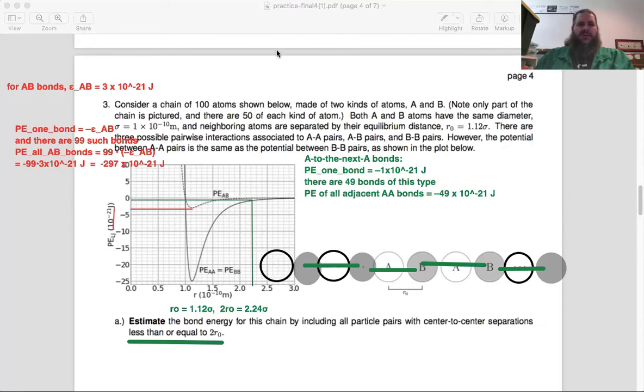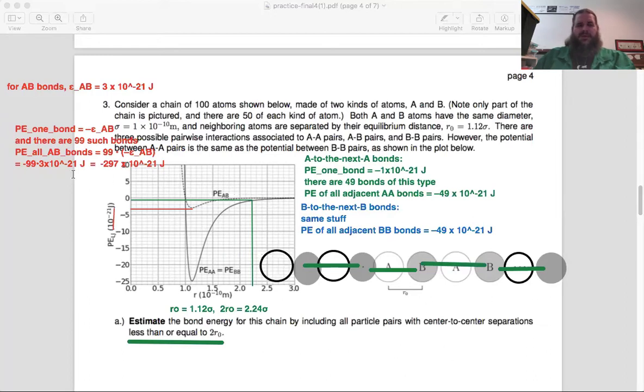If we take a look at the B to the next B bonds, it's all the same stuff. So the potential energy of all the adjacent BB bonds is also going to be -49 times 10 to the -21st joules, because it's essentially the same structure. We've still got two B atoms separated by an A atom in between. Same distance, same potential energy graph, so we get the same result.